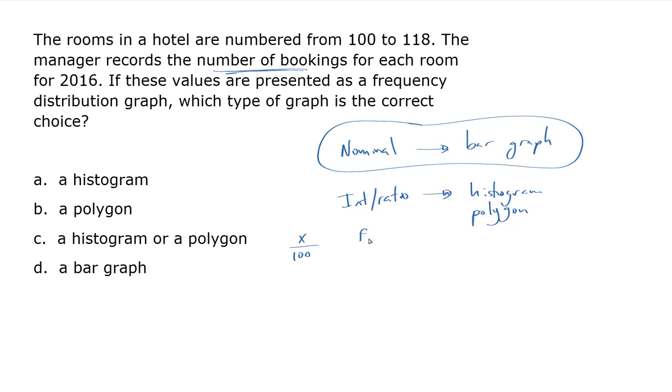So what is the frequency of times that somebody booked room number 100? Maybe nobody has ever booked room number 100. And then there's room 101 and 102 and so on, all the way to 118. So we're going to have frequencies that fit into here. Now, the frequencies are what are being counted, but over here, the room numbers are just named categories.